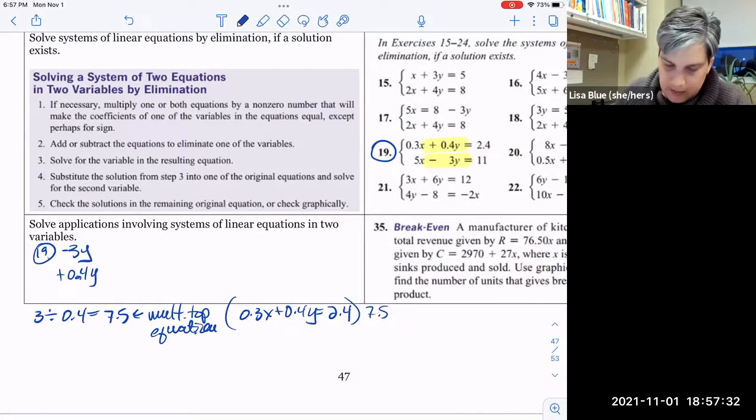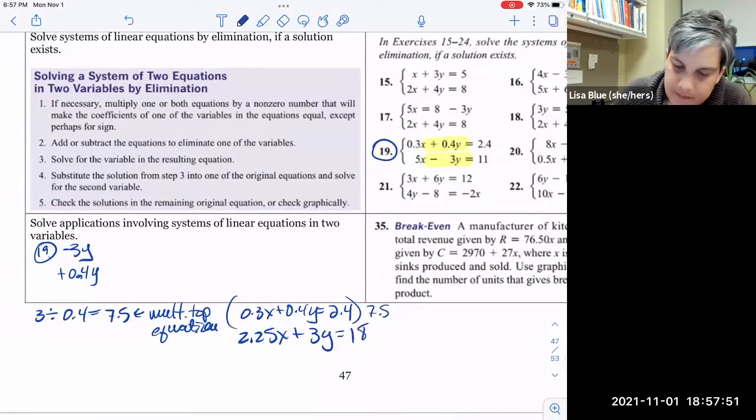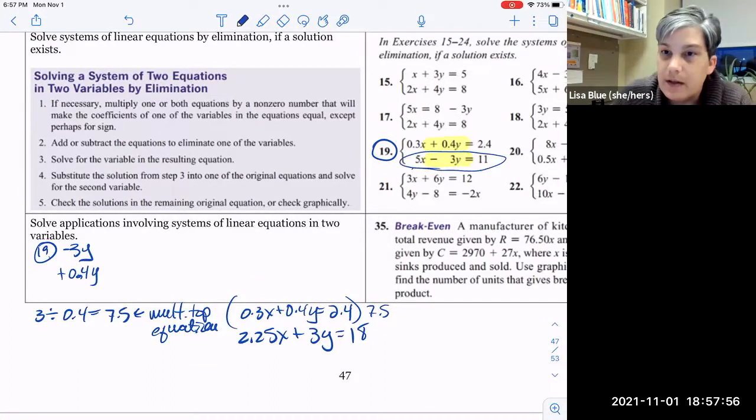All right, dropping that in my calculator, I'm going to get 0.3 times 7.5 gives me 2.25x plus, we know 0.4 times 7.5 gives us 3y equals, and then 2.4 times 7.5 gives us 18. All right. Now I'm going to add to that my second equation where I see that 5x minus 3y equals 11.